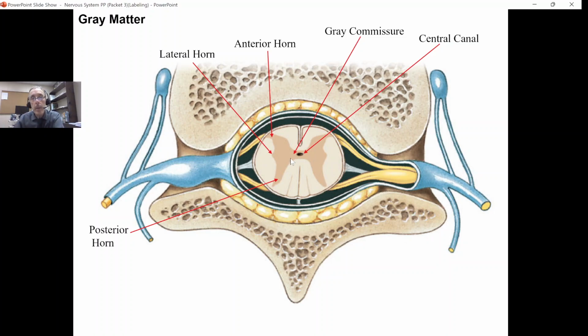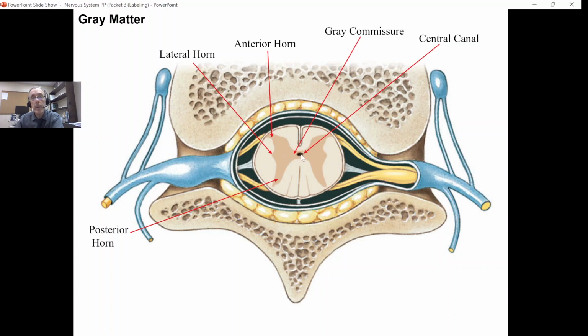Last two things. There is a crossbar right here, right? The middle of the butterfly or the H. This is known as the gray commissure. This is basically allowing the left side of the spinal cord, in this case, to communicate with the right side. There are actually neurons that go across this way, and it allows this side to communicate with this side back and forth. So we call that the gray commissure.